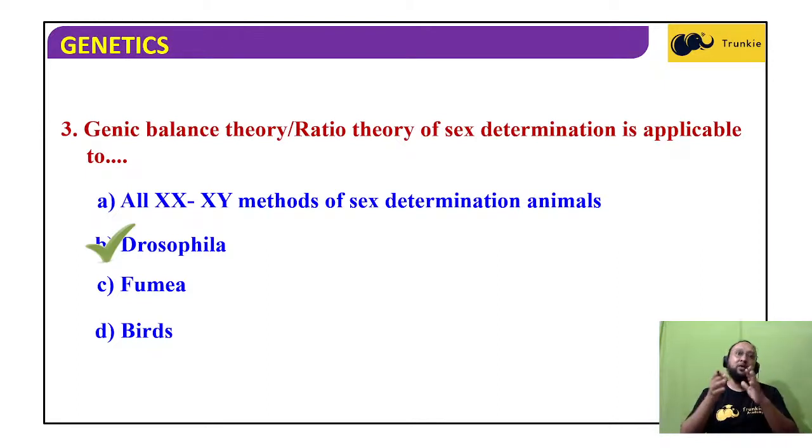There is the involvement of autosomes also in determining the maleness of the offspring, but this is not the case in human beings. Why? Because there is a clear-cut factor called TDF, which is encoded by the SRY gene that is present on the Y chromosome. So the SRY gene is responsible for encoding the TDF factor. So there is no question of genic balance in all XX or XY methods of sex determination in animals. This is applicable to Drosophila, not for all XX or XY methods.